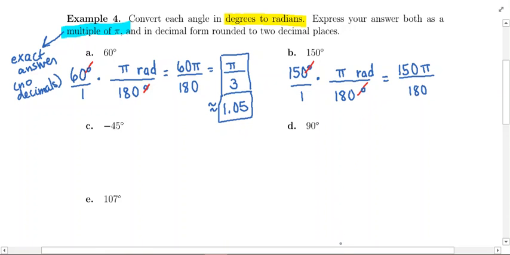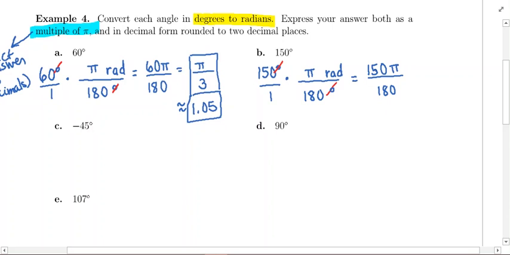Okay, and then you can go ahead and reduce the fraction, the numbers 150 divided by 180. Okay, both of these numbers are divisible by 30. Okay, so 150 divided by 30 is 5, so you're gonna have 5 pi, and then in the bottom 180 divided by 30 is 6. Okay, so your answer here is going to be 5 pi over 6. 150 degrees is equivalent to 5 pi over 6 radians.